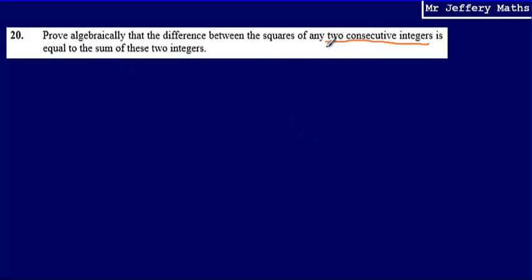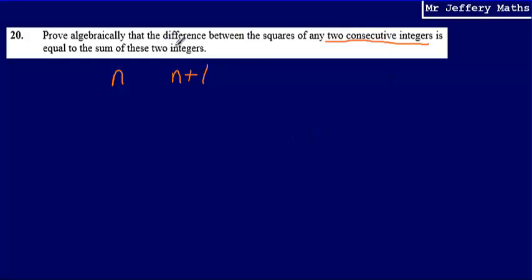So consecutive integers just means numbers which follow each other. For example, 2 and 3, or 8 and 9. So just any two numbers which follow each other. What I'm going to say is that my first number is going to be n, and then the number which follows it will be n plus 1. So I've just defined algebraically two consecutive integers.